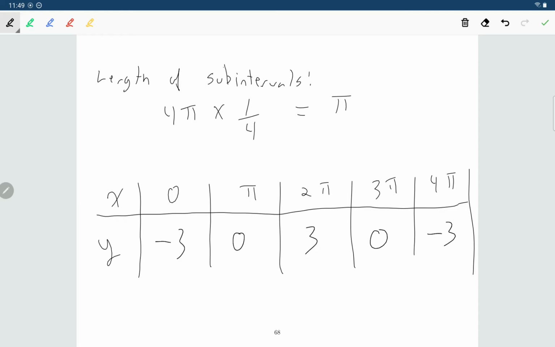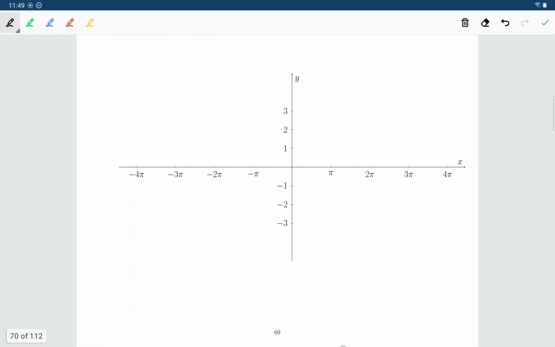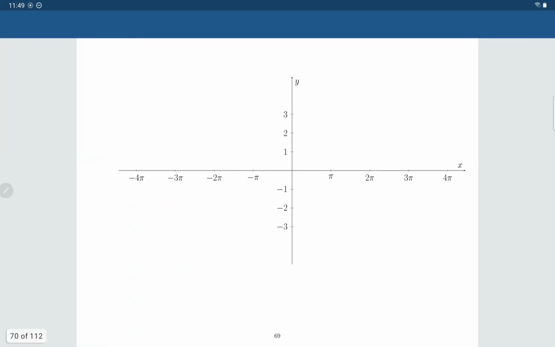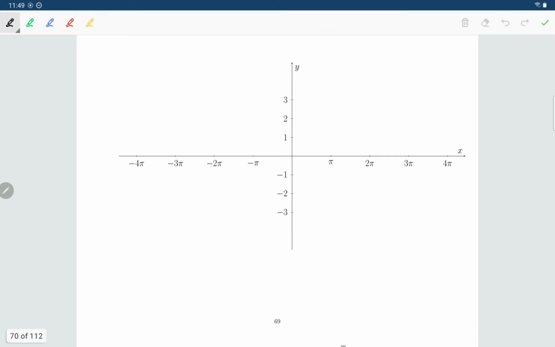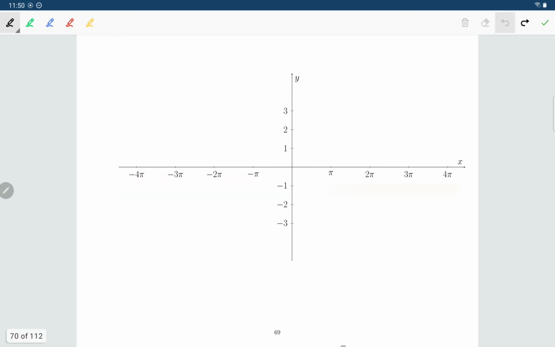So I've got my 5 key points, and I'm going to set up my x and y axis and get all those points plotted and then graph my function. So our tick marks are going up by pi, and also notice, of course, once you figure out the tick marks on the right side of the x-axis, it's the mirror image of those on the left side. If it's pi, 2 pi, 3 pi, 4 pi on the right side, then it's negative pi, negative 2 pi, negative 3 pi, and negative 4 pi on the left side.